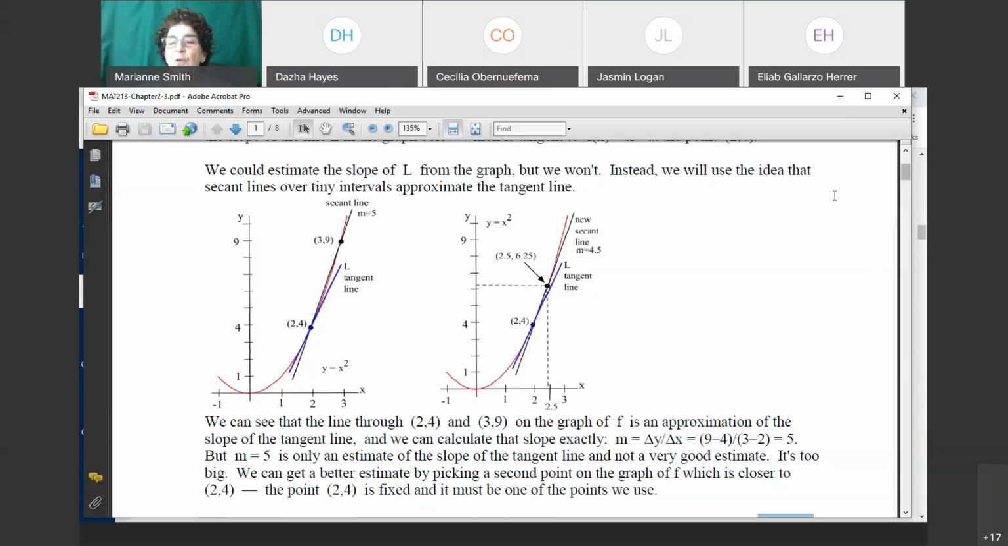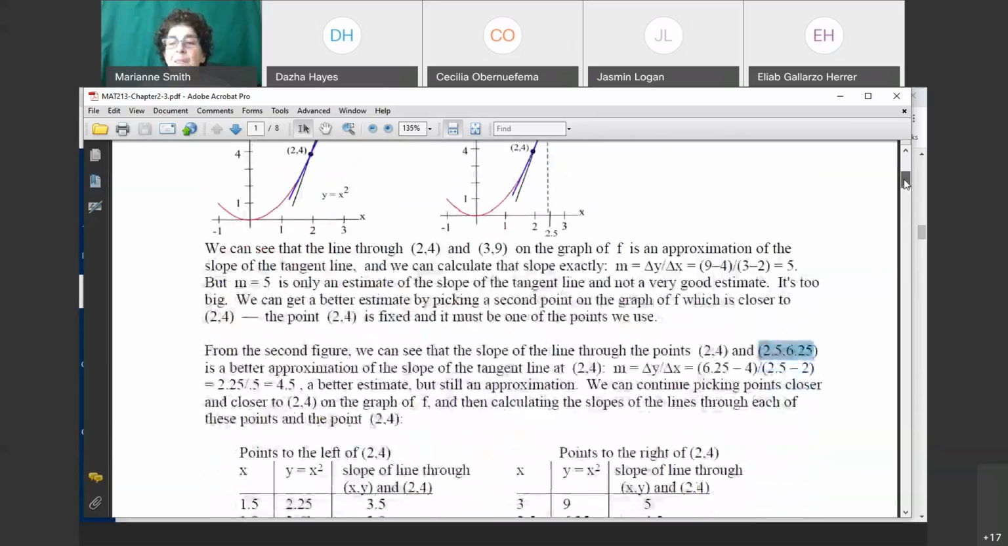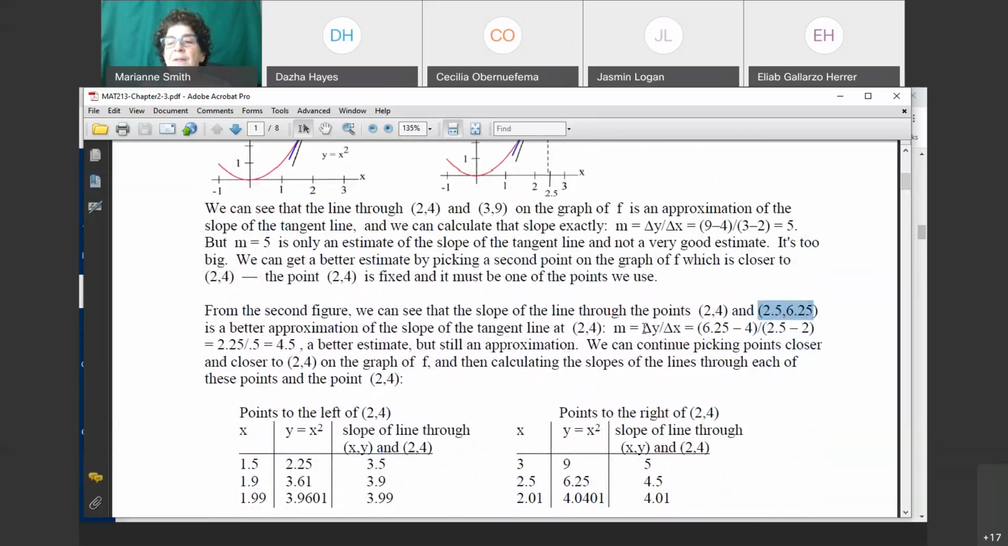Okay, so if we plug in these values, where y2 is 6 1/4, y1 is 4, x2 is 2 1/2, and x1 is 2, we get this slope down here, and we get 4 1/2. A better estimate, but still an approximation.